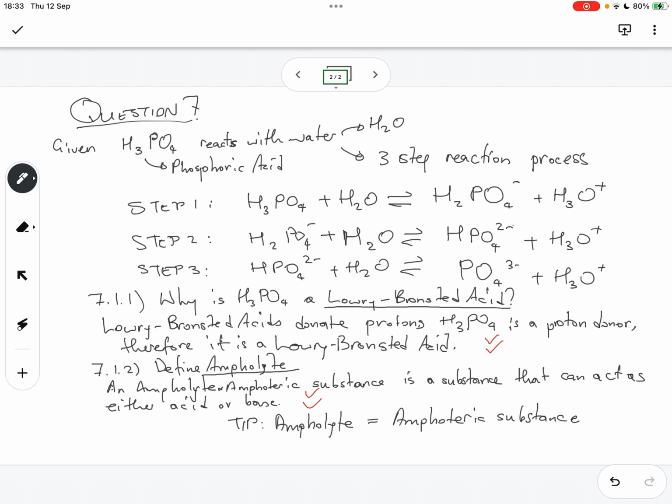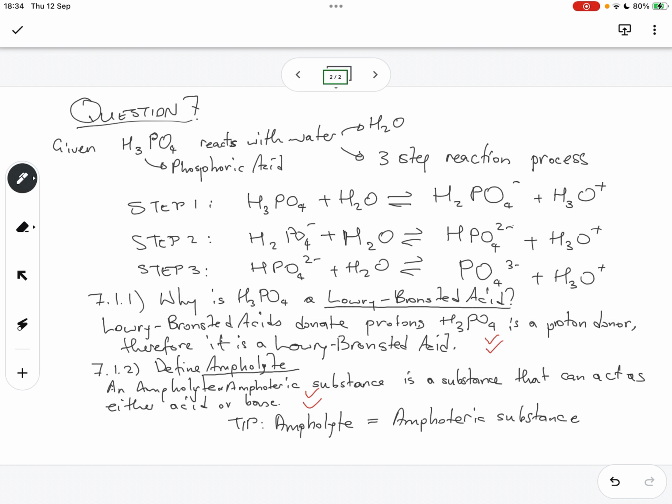Oh, okay. So, an ampholyte is a substance that acts as either acid or base. Yes, you are correct. 100% correct. You get 2 marks.